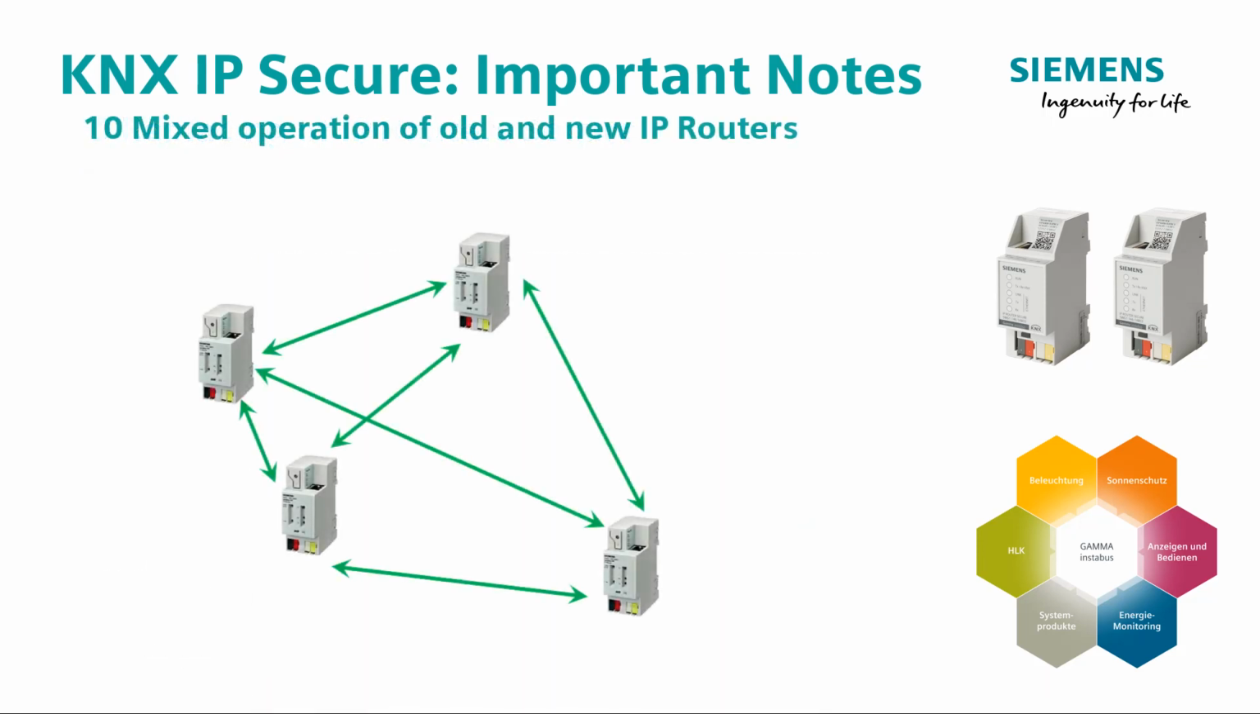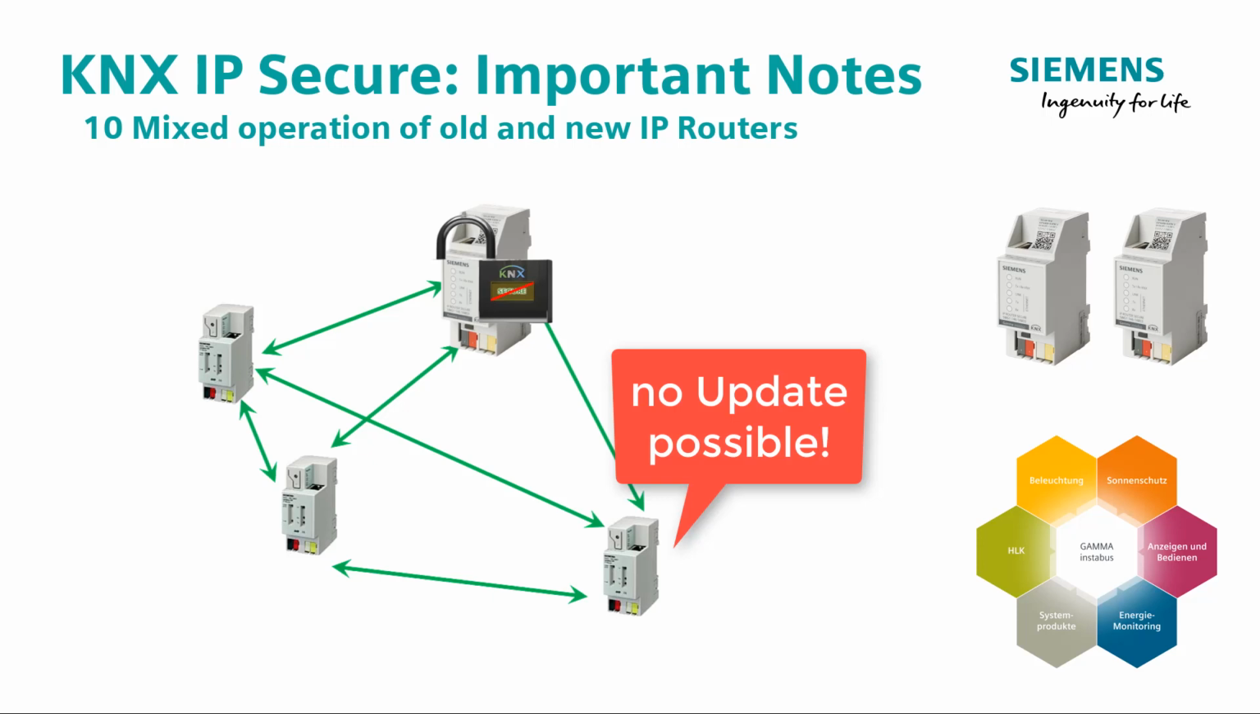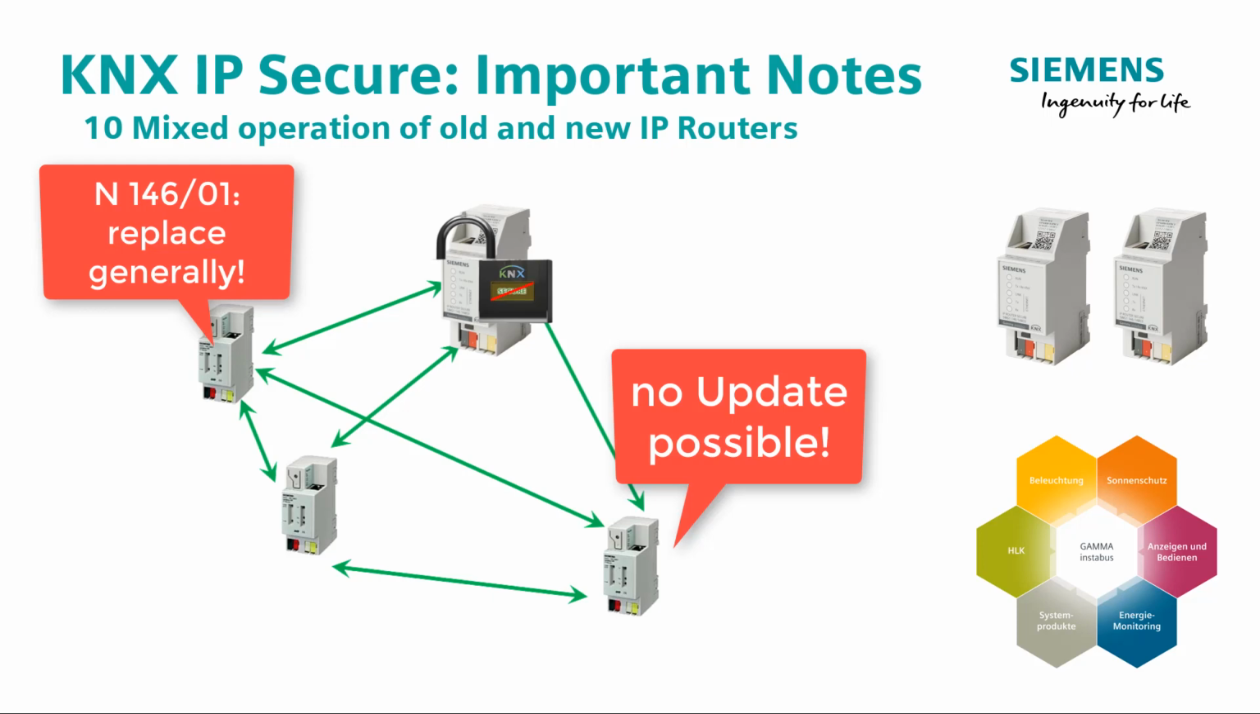10. Mixed operation of old and new IP routers. Mixed operation of the IP routers N146/02 and IP router secure N146/03 is only possible if the IP routers secure are configured non-secure. Secure commissioning must be deactivated, since the older generation cannot be updated. It is recommended to generally replace IP routers N146/01 by new devices.